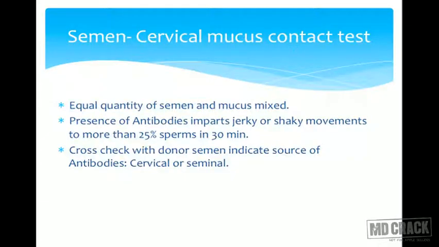Again, another test, that is the semen cervical mucus contact test. Equal quantities of semen and mucus are mixed. Presence of antibodies imparts jerky, shaky or rotatory movements to more than 25% of the sperms in 30 minutes. If it is not there, it is normal. You can again cross check, or a control can be used where donor semen is mixed with the cervical mucus. If the donor semen shows good sperm motility, that means naturally in the husband's semen there are antibodies, or there is a reaction between the husband's semen and the wife's cervical mucus.